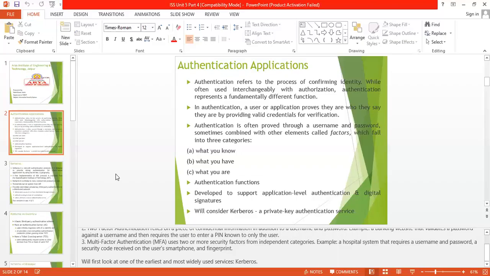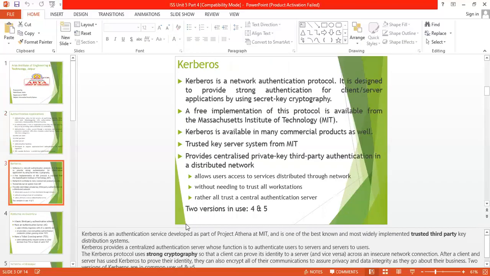Now, a widely used authentication application is Kerberos. So first of all, what is Kerberos? Kerberos is a protocol, originally designed at MIT. MIT is the Massachusetts Institute of Technology.